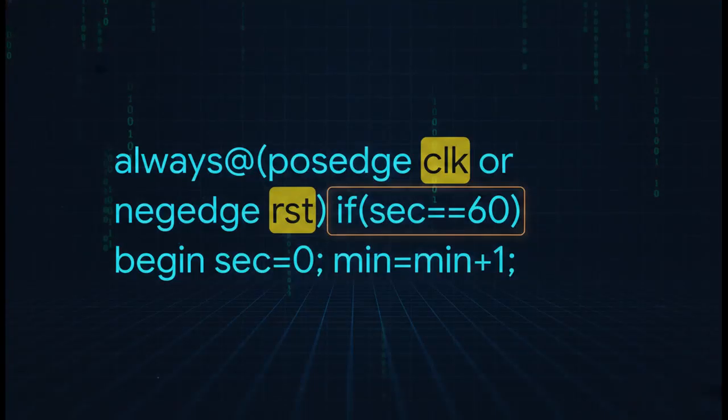Just think about the nested if statements doing this work. We've got our always block triggering on the positive edge of the clock or the negative edge of the reset. When it hits that threshold of 60, sec is set back to 0, and min becomes min plus 1. It is our perfect cascade, just elegantly written out in the language of hardware.